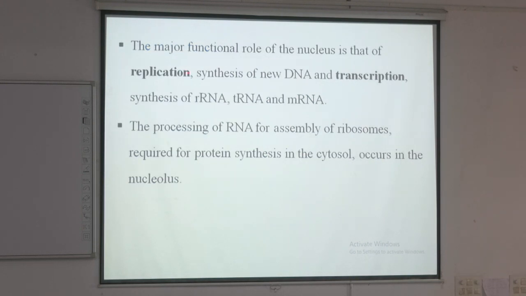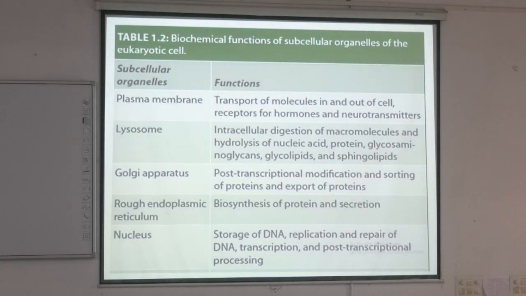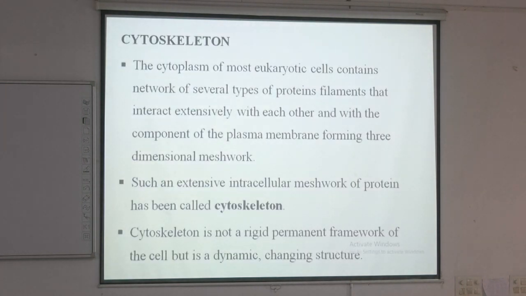The major functional roles are replication, synthesis of new DNA, and transcription, formation of RNA from DNA: ribosomal RNA, transfer RNA, messenger RNA. The process of RNA assembly of ribosomes required for protein synthesis in the cytosol occurs in the nucleolus. So these are all the important functions, given in tabular form. It is also given in your book; you can take a reading of all this.